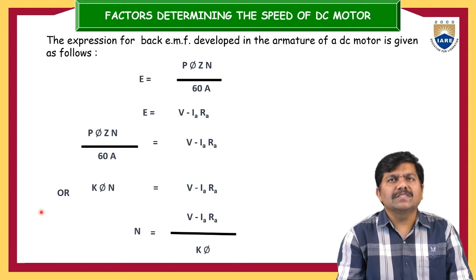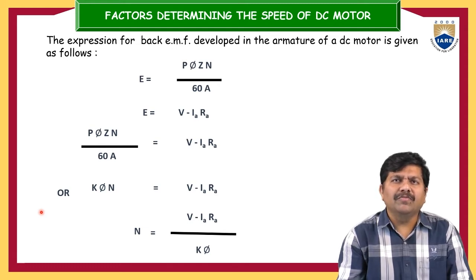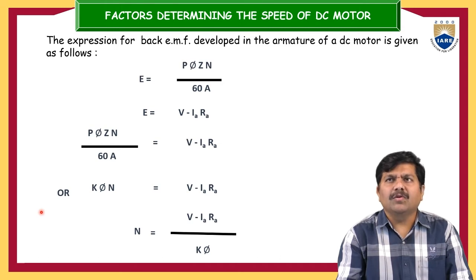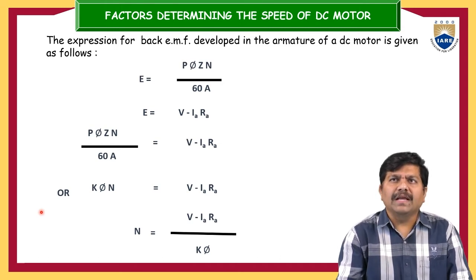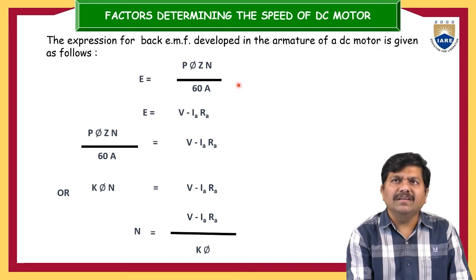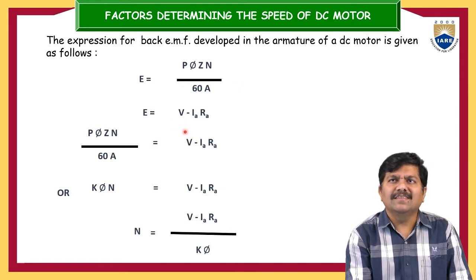So in today's video session, let us talk briefly about some of the parameters related to the speed control of a DC motor. The expression for back EMF developed in the armature of a DC motor is given as follows. We know the back EMF equation, which is also the voltage generated in a generator, the induced EMF expression E equals phi P n by 60 into Z by A. This is also equal to the back EMF expression of a DC motor.